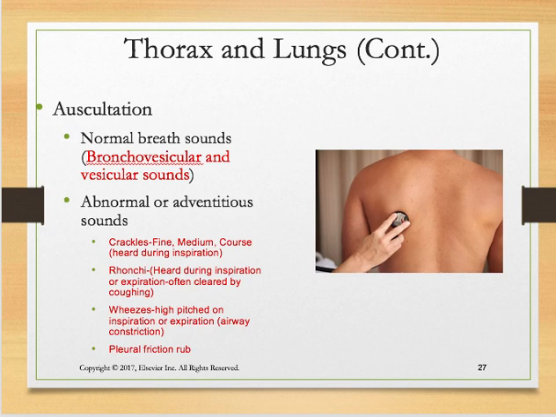I want you to understand these different types of breath sounds. When you go through, what we call normal breath sounds are bronchovesicular and vesicular. That's just normal. Crackles sound like crackles, like that cereal, snap, crackle, pop, on inspiration. So inspiration is breathing in. Rhonchi is almost like when someone has a cold and they're trying to clear it. Wheezes are when your airway is constricted. This is someone who has asthma and it's like that.